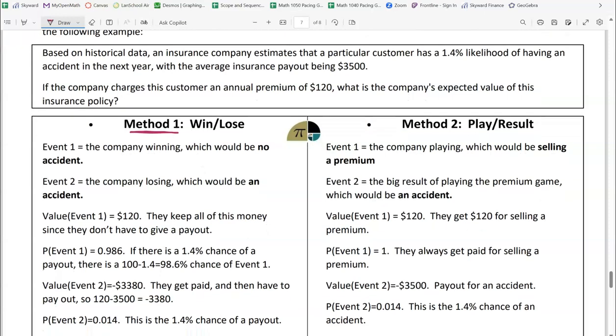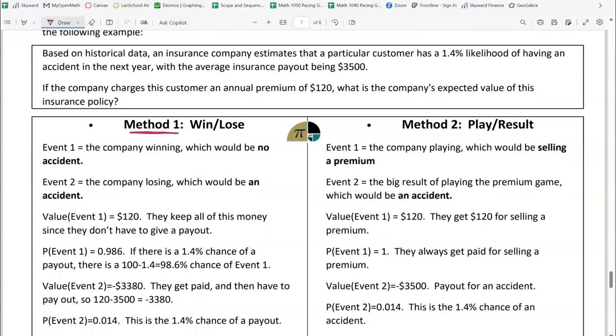So, looking at this problem up here, based on historical data, an insurance company estimates that a particular customer has a 1.4% likelihood of having an accident in the next year, with the average insurance payout being $3,500. If the company charges this customer an annual premium of $120, what is the company's expected value of this insurance policy? So basically, we want to figure out on average, how much is the company going to make per person?